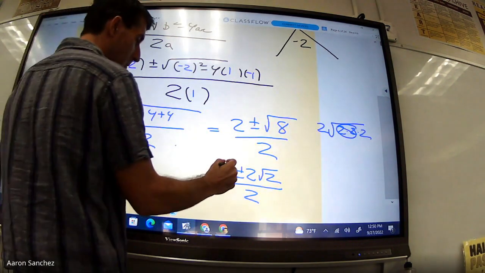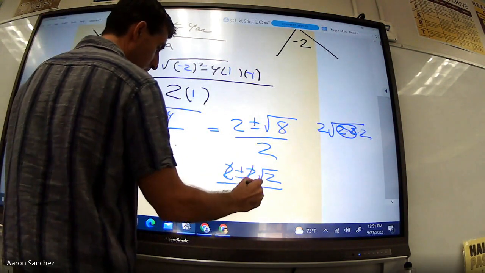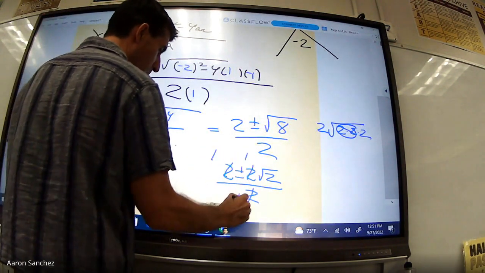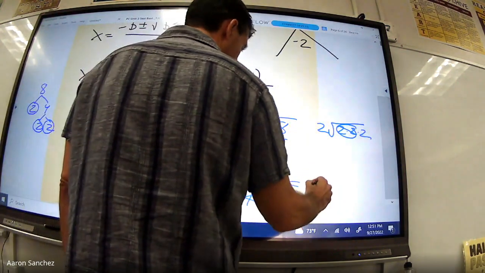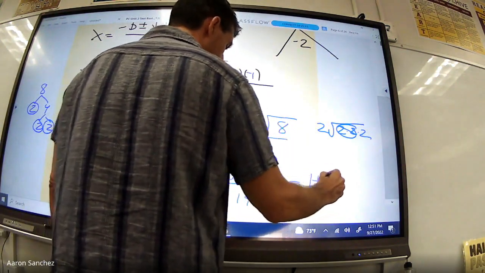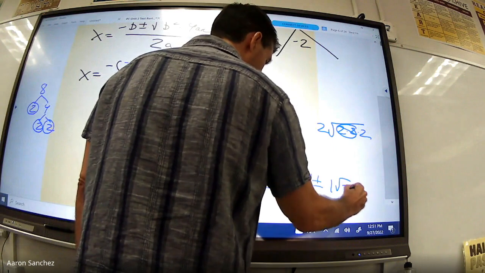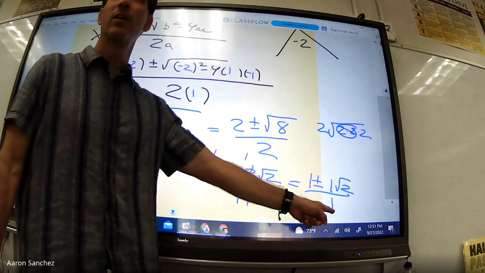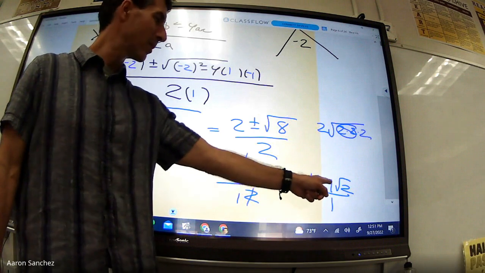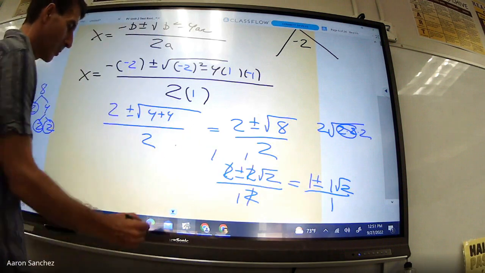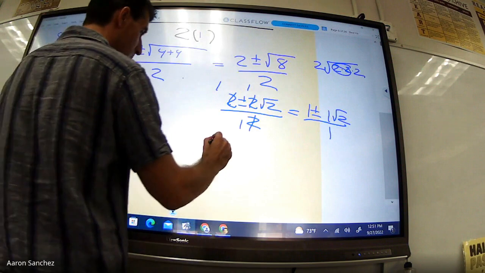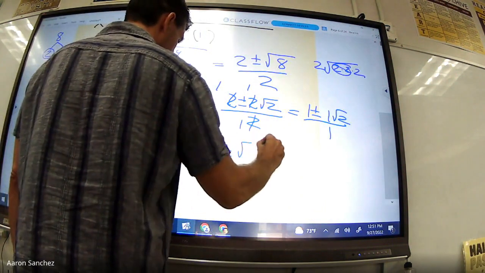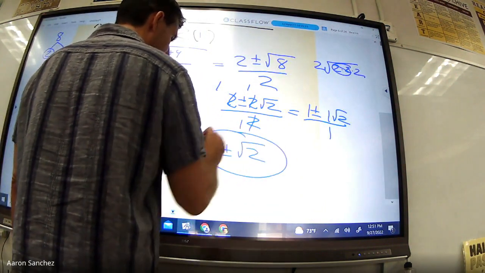They're all divisible by 2. Blink, blink, blink. So these all become 1. So it's 1 plus or minus 1 root 2 over 1. Do I need this one here? You don't need the 1 here. So 1 plus or minus root 2 is the fully simplified answer.